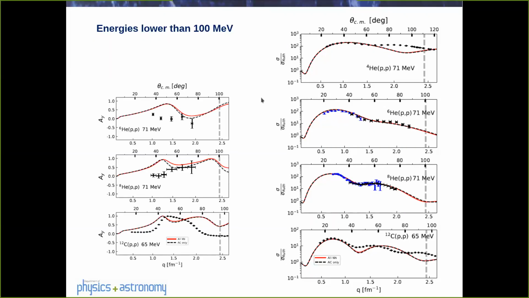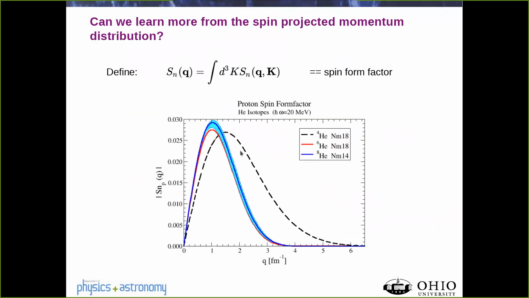Obviously, if you look at the spin observables, we see again effects, but we cannot describe them. There's something missing for doing the spin observables. So let's look at something else more.